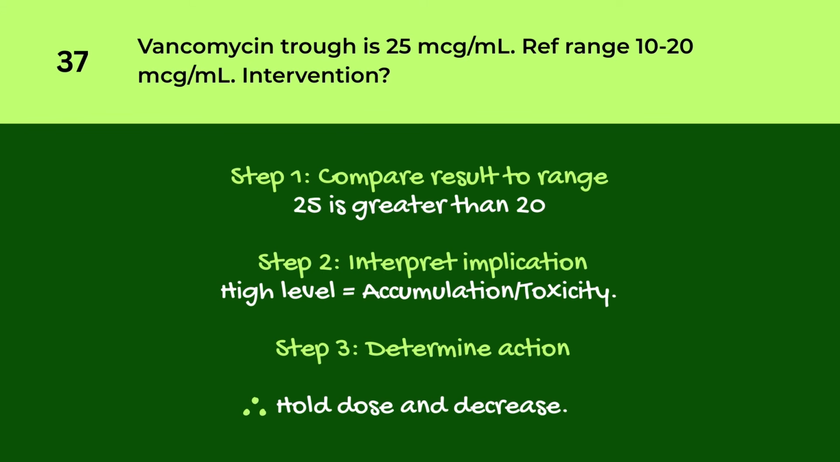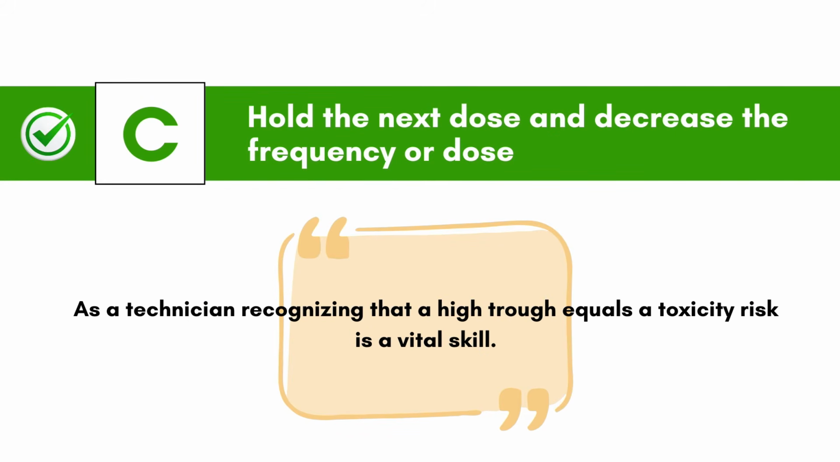Lock that thought in. High levels mean we need to stop adding more drug to the system. Option C is correct. You would hold the next dose and likely decrease the dose or frequency. As a technician, recognizing that a high trough equals a toxicity risk is a vital skill.